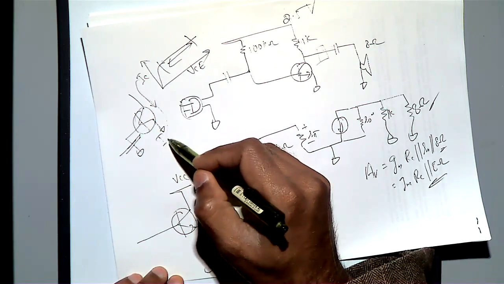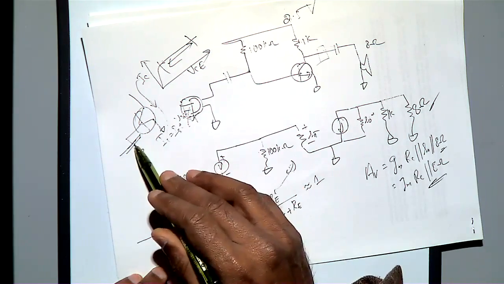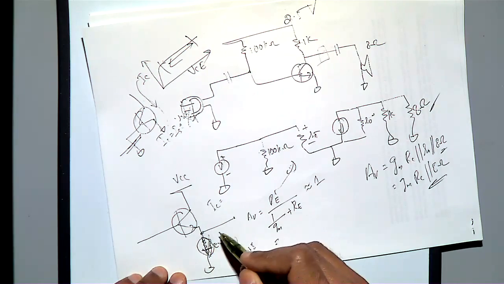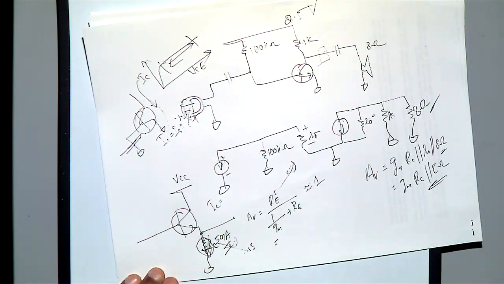Why? Because IC equals IS times exponential of VB by VT. So for a particular VB, the current is constant. That is the reason people in real designs use a current source here, set to some value, maybe 5 milliamps. So that is your collector current, that is your emitter current.